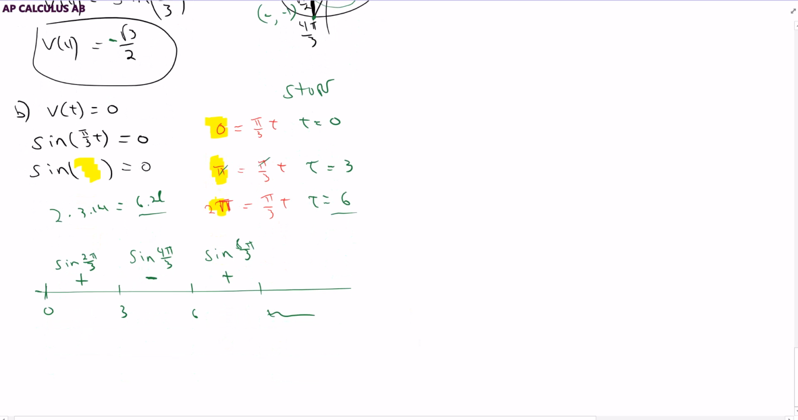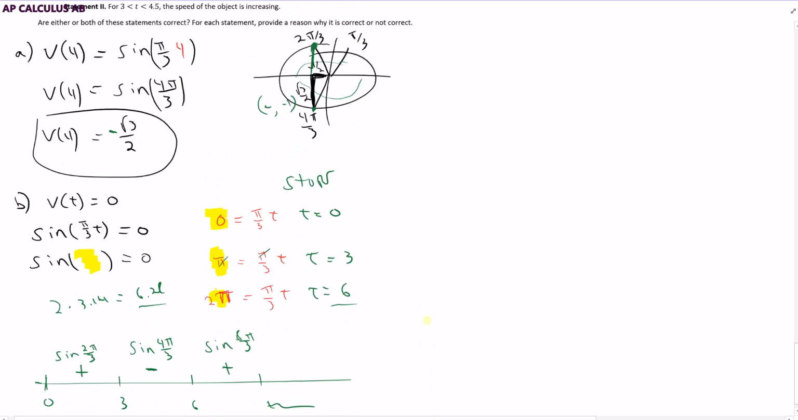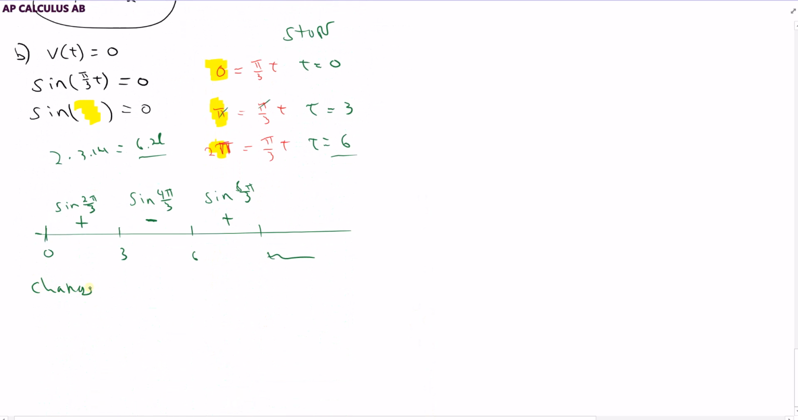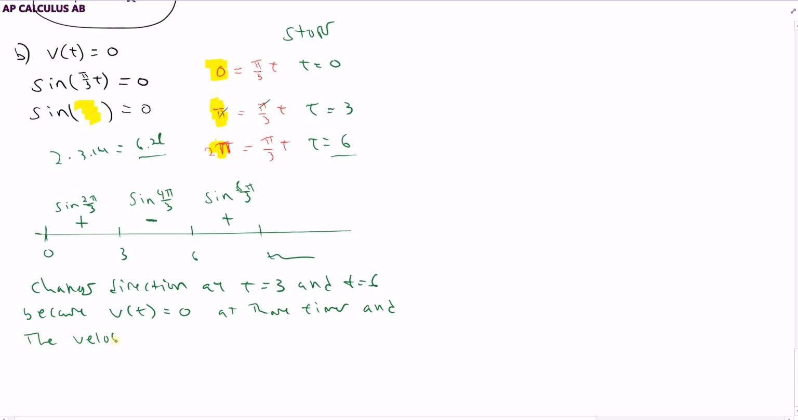So how do I answer B? Well, I say, when does it change directions? You'd say, well, it changes direction at t equals 3 and t equals 6. How do I know? Because v of t equals 0 at those times, and the velocity changes signs. Right, the velocity is changing signs for those. All right, let's keep going.